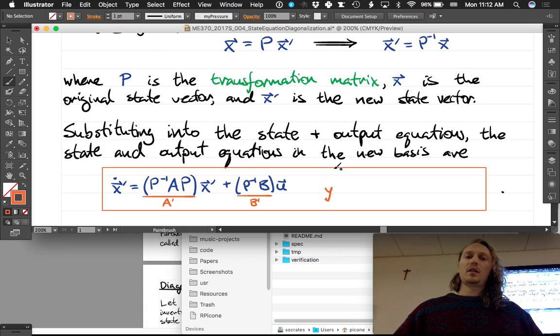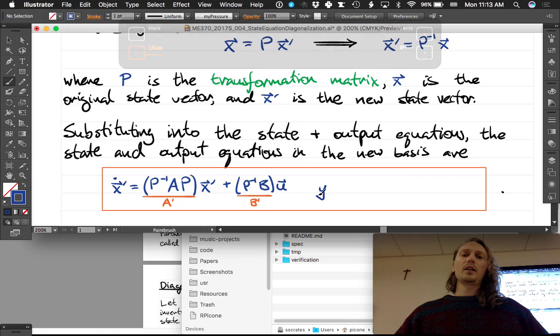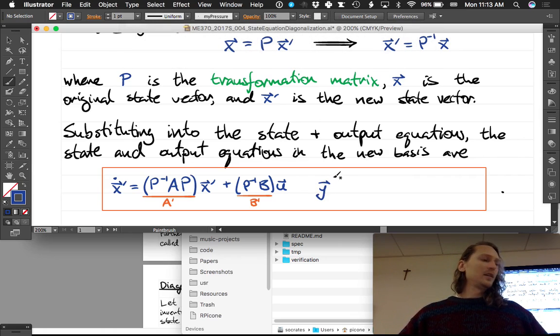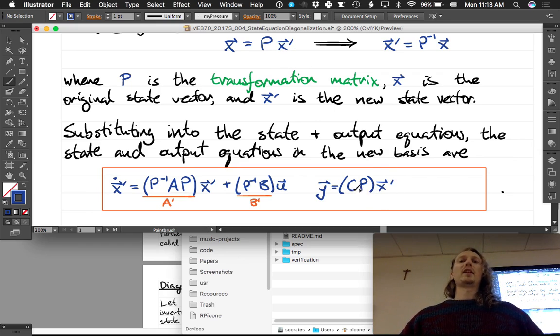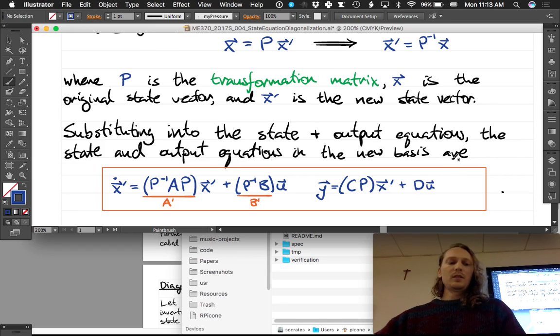And then if you just plug in, it's really easy for the output equation. The output equation is now suddenly orange. I like my blue instead. Y equals CP x prime. So notice that x, we just plugged in P x prime for x. And that's this original C matrix. So it was Cx, now it's CPx prime. Plus, and D doesn't actually change at all, Du.